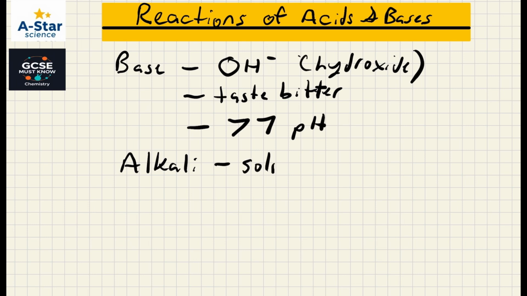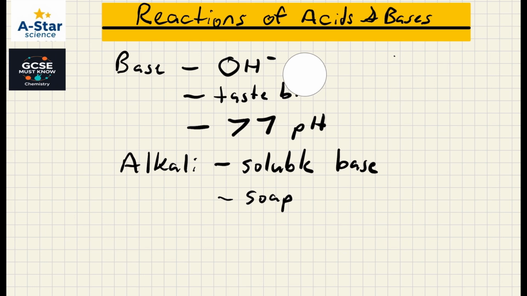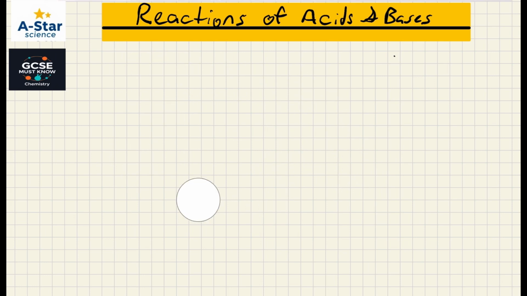Now, an alkali is a soluble base, meaning it's a base that dissolves in water. So hydroxides, for example, soap, which we all know tastes bitter, dissolved in water, that's a form of a base, a soluble base. So we're going to look at some of the reactions that you need to know for your GCSE.